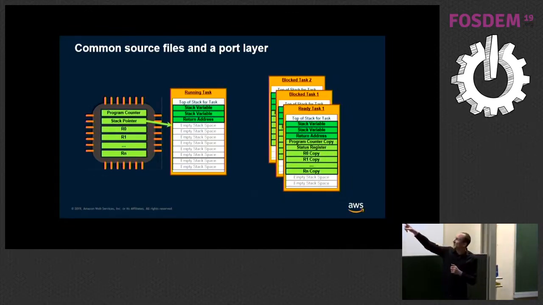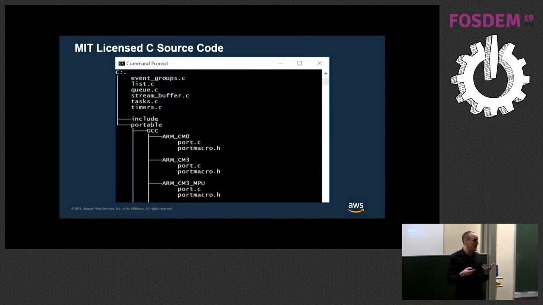But as we stop that task running, we have to save that context onto the stack. So these are the tasks that aren't running at the moment. You can see they've got all the registers on there. So when they start running, they're popped off back into the processor registers, and it doesn't know that anything happened. Now, on a fixed architecture, like an ARM Cortex, the port layer is also fixed.